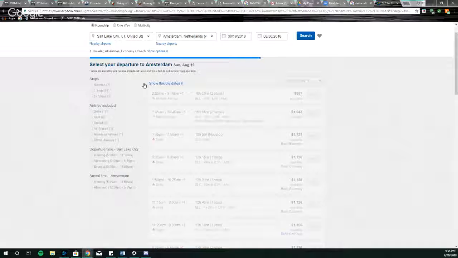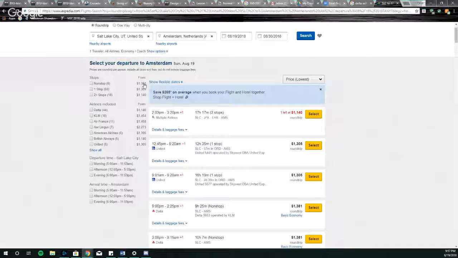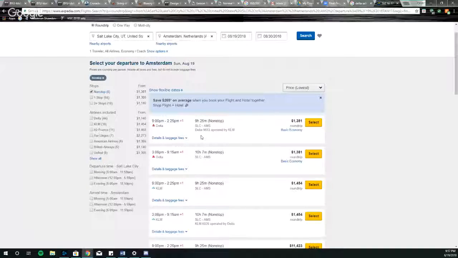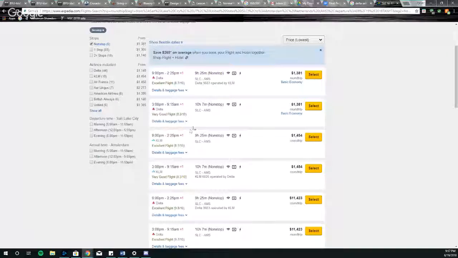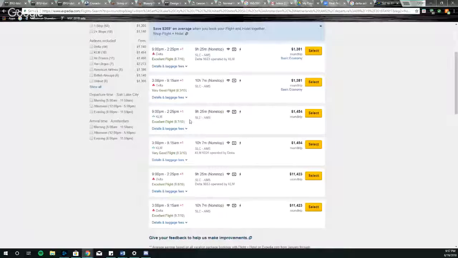Because I think transferring is fine, right? We just can't have multiple airlines when we do the transfer. Could we do that? I would choose nonstop. All right, let's filter nonstop. There's six options then for nonstop. Six different airlines? Okay. Delta and KLM. So that's the same kind of company.